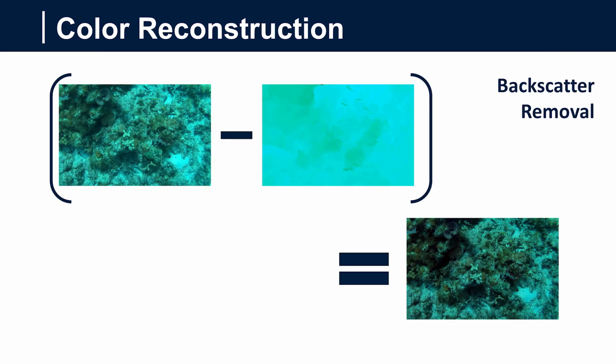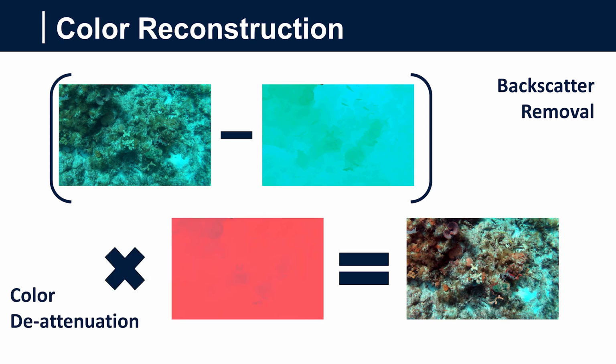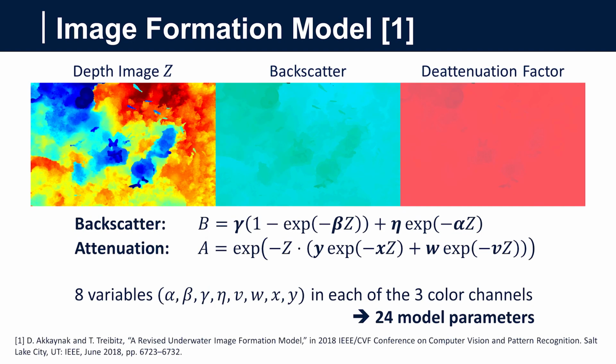To reconstruct the true color of underwater images, we follow a standard two-step approach. The first step is backscatter removal, which produces an image free from the haze caused by backscattering. The second step is color deattenuation, whereby scaling the color channels of an image appropriately recovers the true colors of the scene. The backscatter and deattenuation factor images are well modeled as functions of the depth map, which describes the distance from the camera to each point visible in the image.